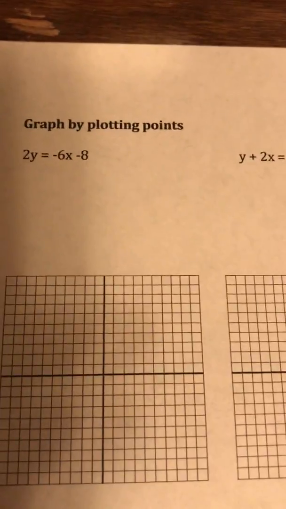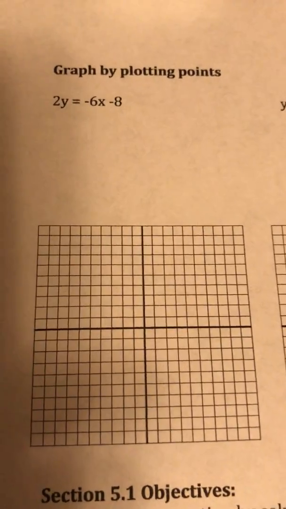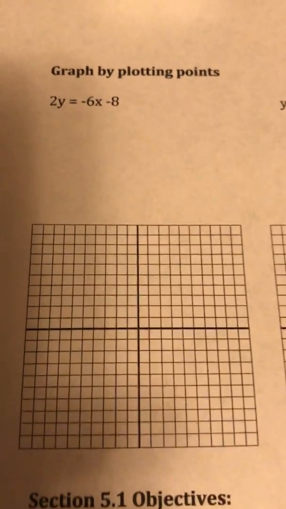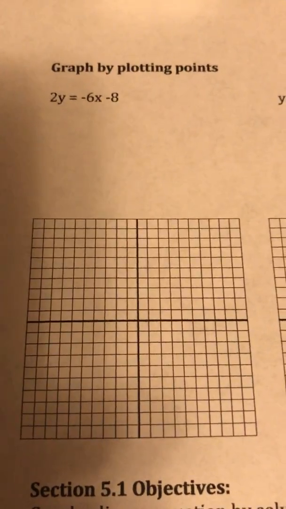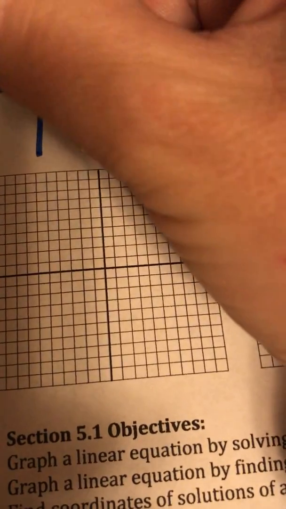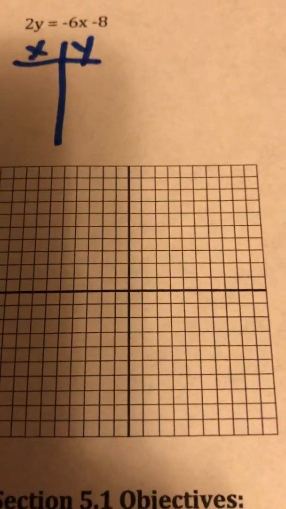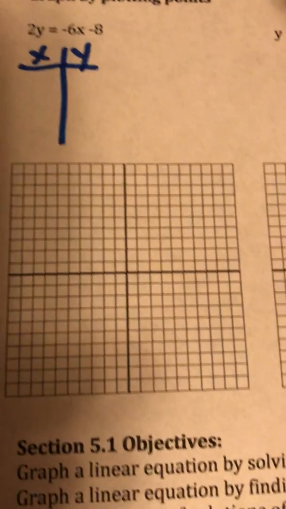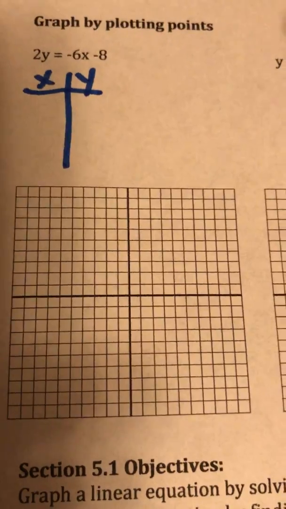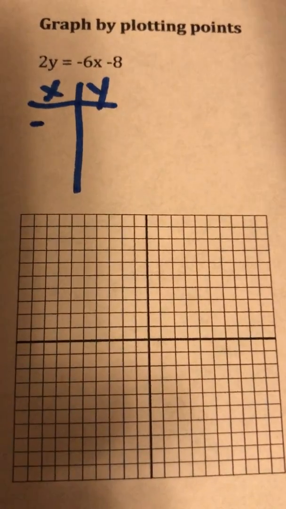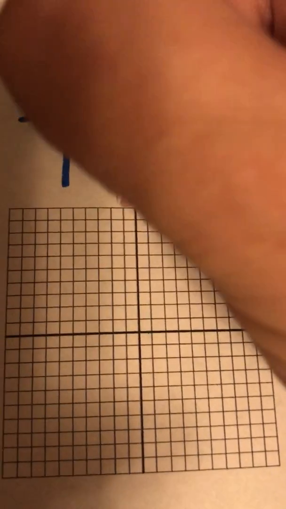Now, the last way that we can graph our linear function is by plotting points. When we're plotting our points, we need to create a table. So we're creating a table of x and y values. Usually when we're plotting our points and creating a table, we want to have at least 3 points. So if we start off with 3 points, let's do 0, 1, and 2 for this one.